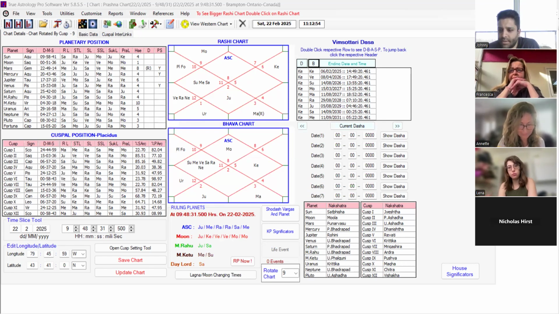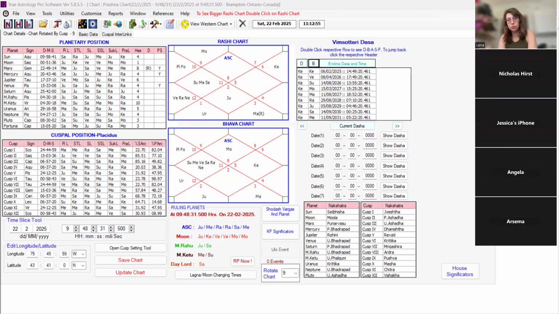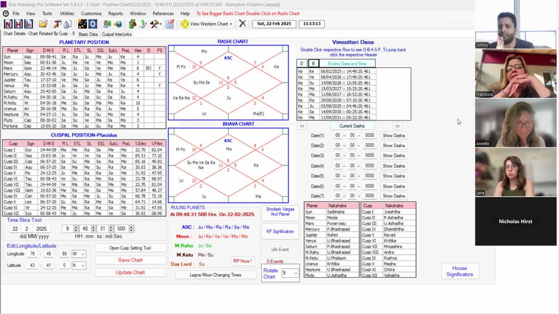Any questions based on this? Nicholas has been quite quiet, but that's because he's not able to talk. Arsema, I haven't heard from Arsema yet. Okay. Any other questions?